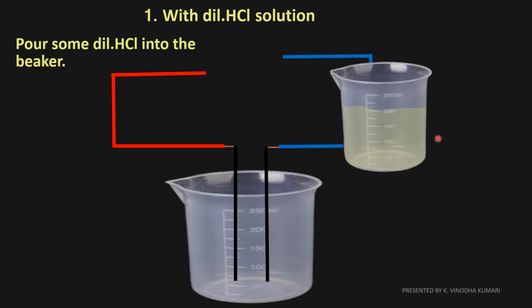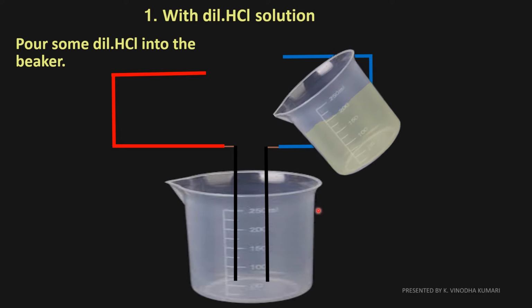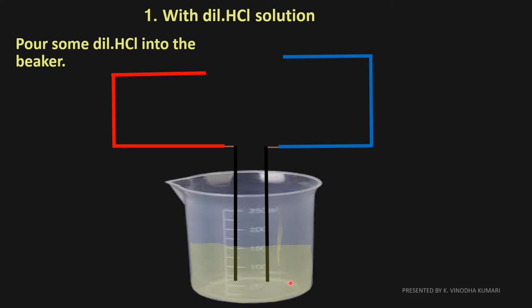See here, we have already seen that we have prepared the dilute HCl, isn't it? So now we'll pour it into this beaker. Okay, right. So we are taking dilute HCl into this beaker. So like this we have to do the activity for all the solutions. This is dilute HCl, right?